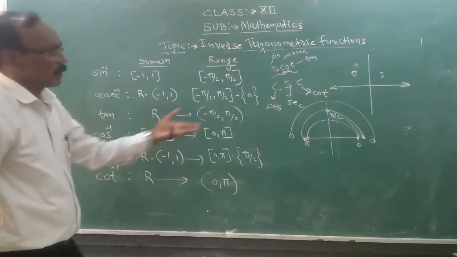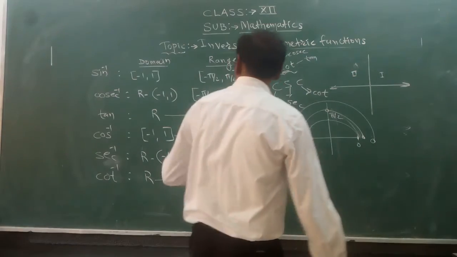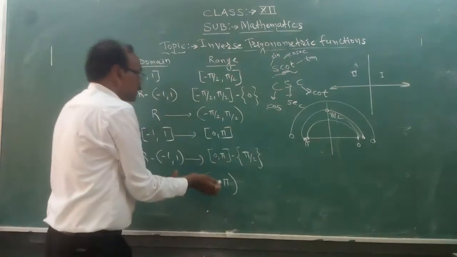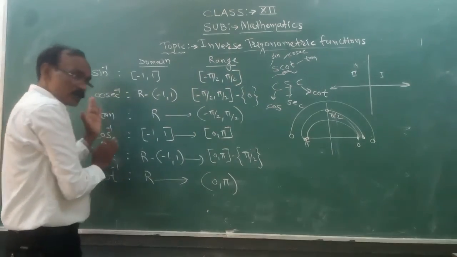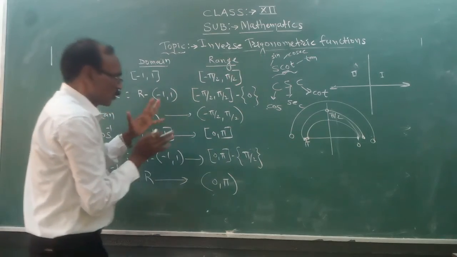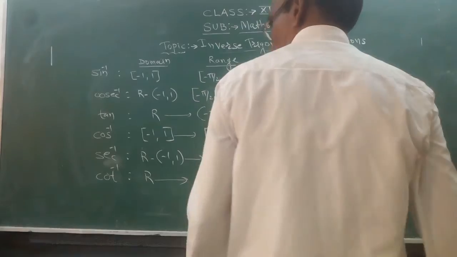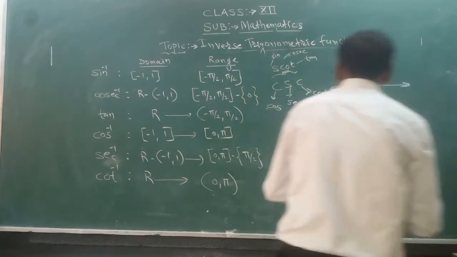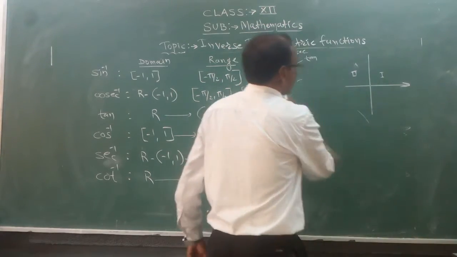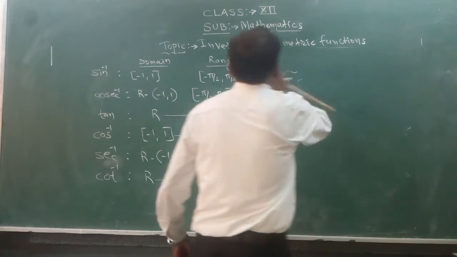We can remember by this figure also, because these are the principal value branches of these different inverse trigonometric functions. Your answer should belong to these principal value branches only. So this is the trick. You may have another trick to remember these values.